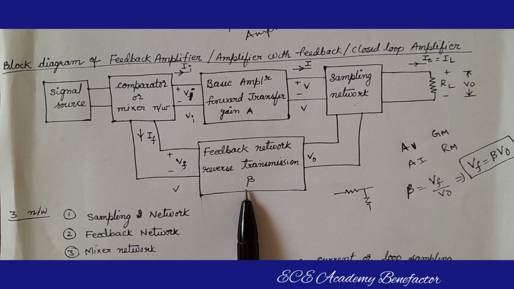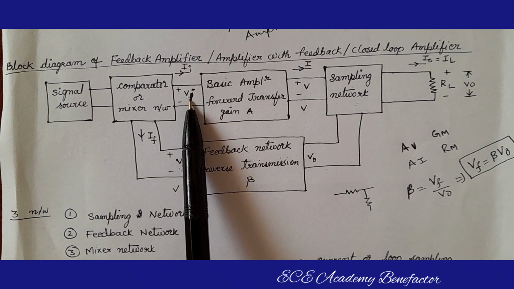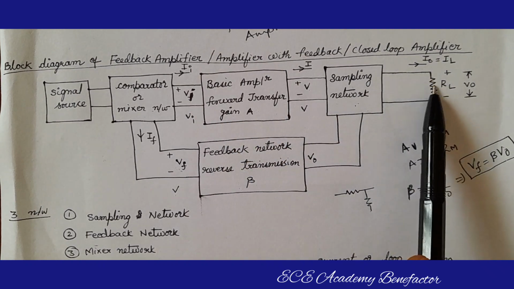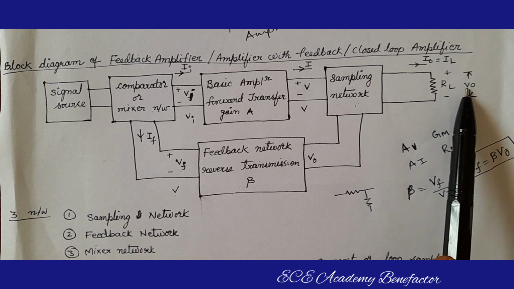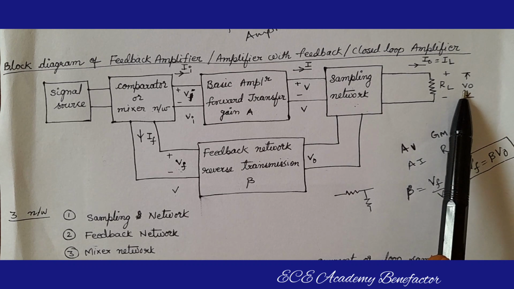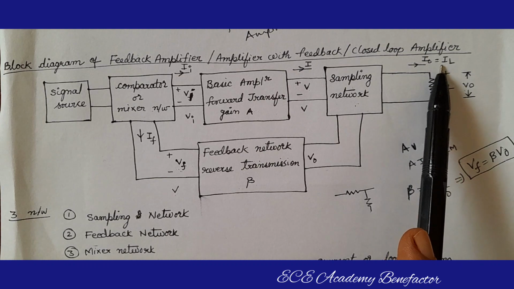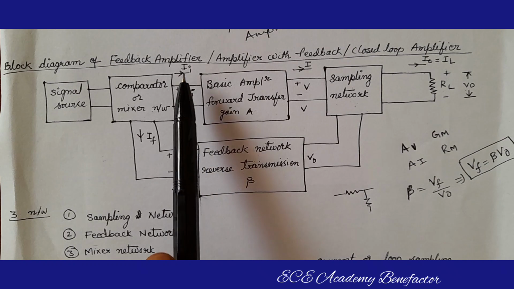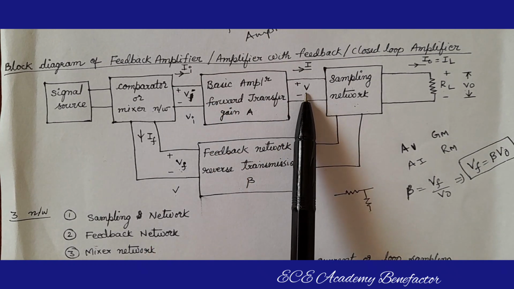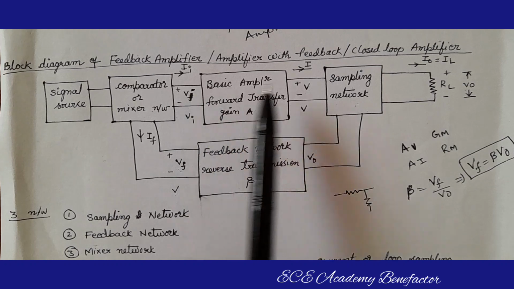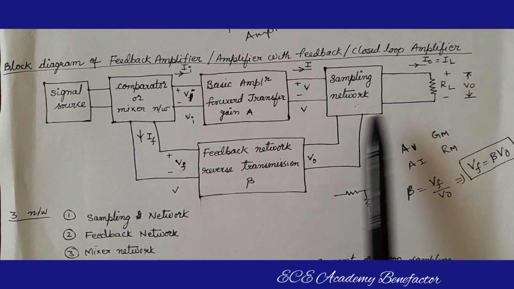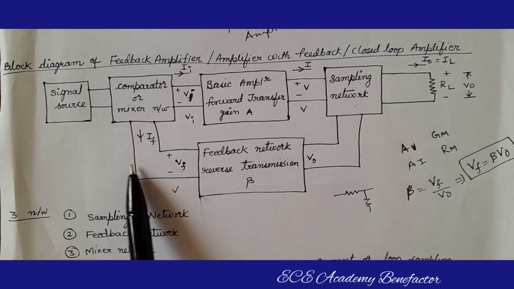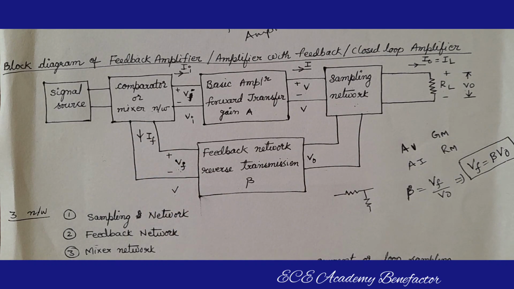Here the input voltage of the basic amplifier is Vi, and the output is taken across the load resistor RL, where you are observing the output voltage V0. The output current I0 is equal to the load current IL. The input current is Ii, and the feedback current If is flowing this way. So, this is the basic block diagram of the feedback amplifier.